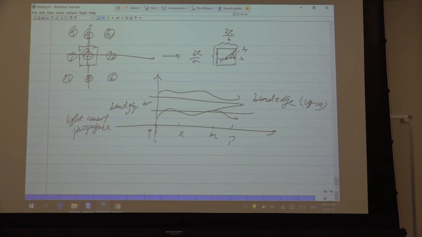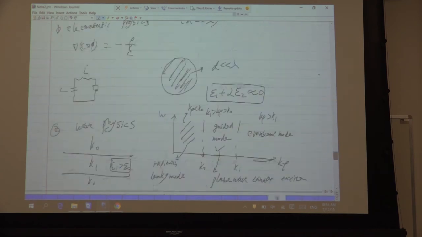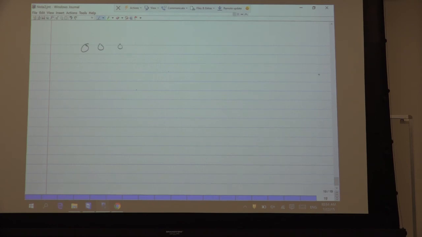This is the photonic crystal part. We also can introduce a defect for the photonic crystal. I give you an assignment for this part. If I introduce some defect, maybe here I introduce some defect.